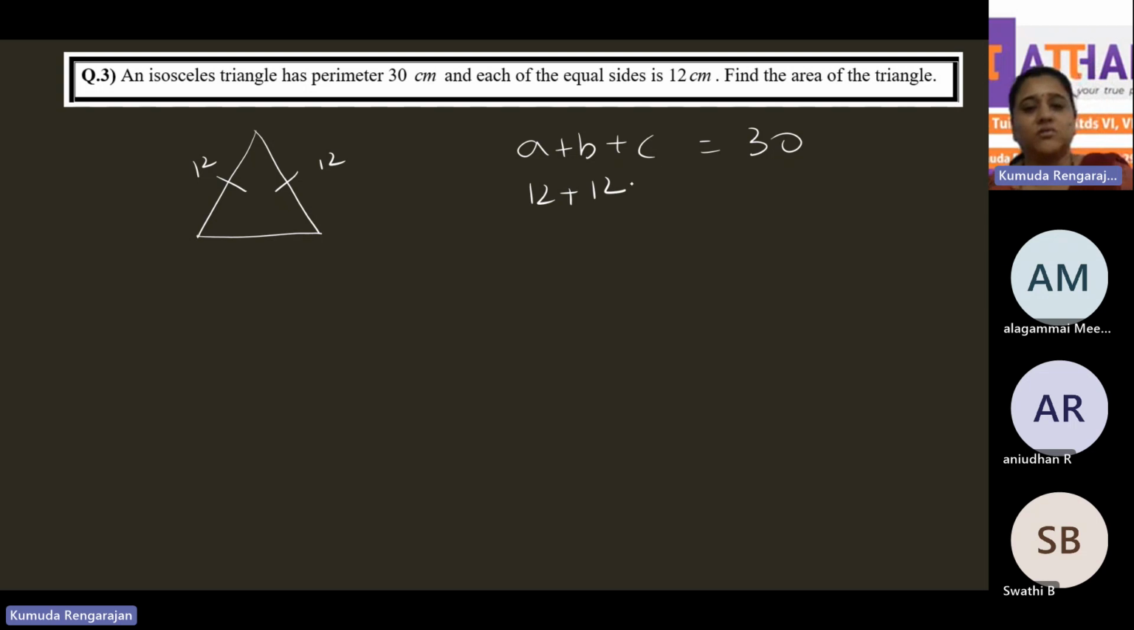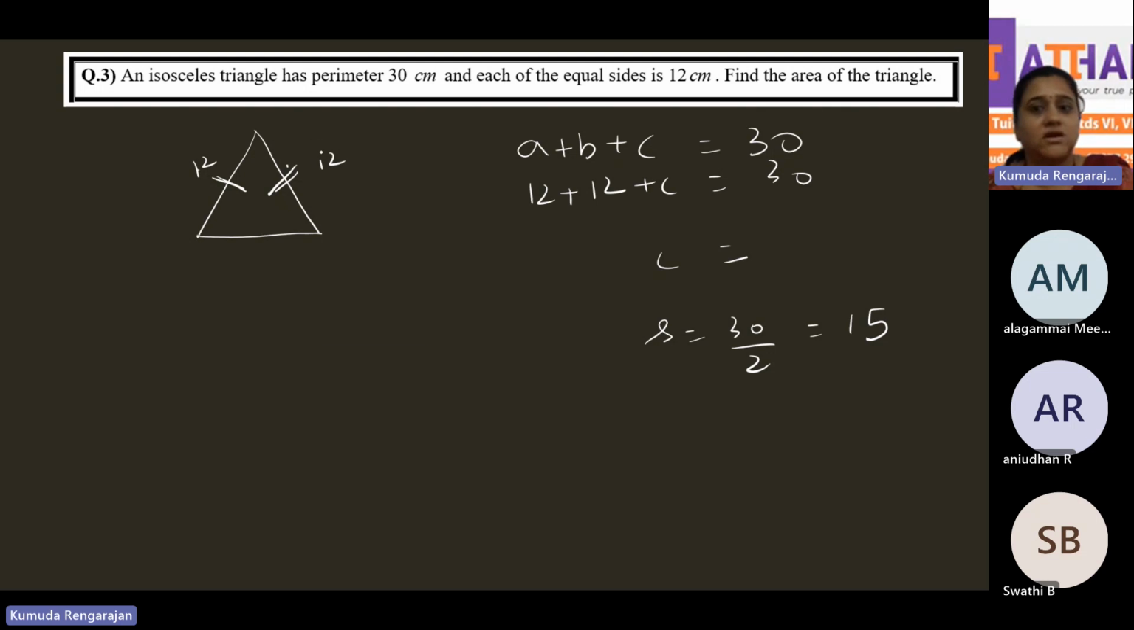Find the area of the triangle. So 12 plus 12 plus C is equal to 30. You must find C. Then you must find the semi-perimeter, which is 30 by 2, 15. And then find the area. Correct? Equal sides are 12.